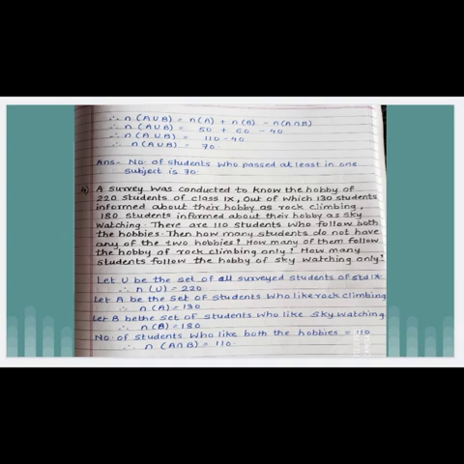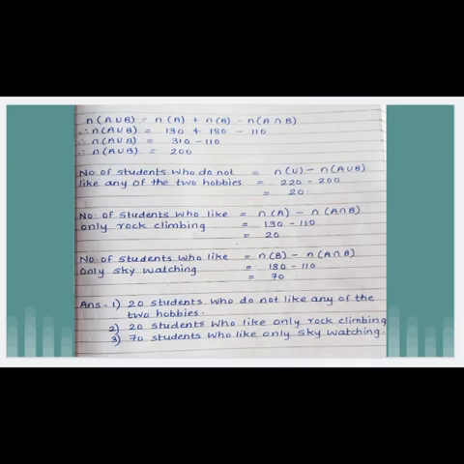Now, we got the data. We will apply that data in a rule. So, see here, in the first step I wrote the rule. Second step, substitute the values from the data. So, number of A union B is equal to number of A, we got 130, plus number of B, 180, minus number of A intersection B, which is 110. See the third step.